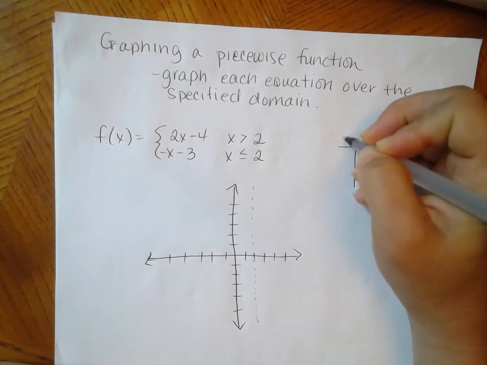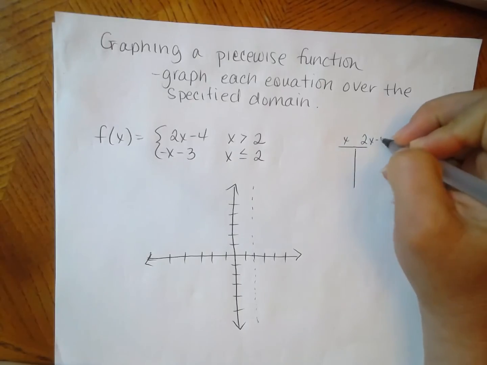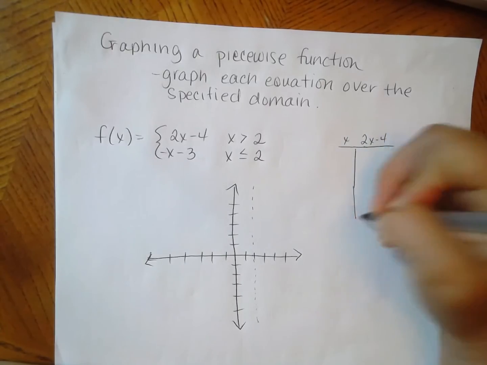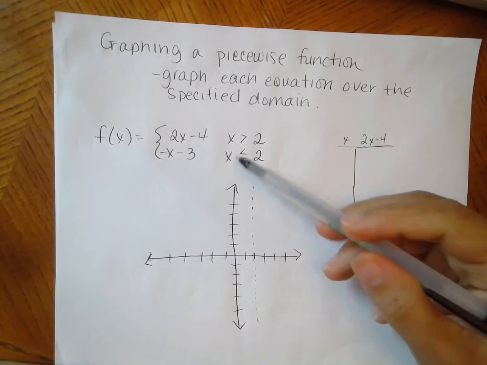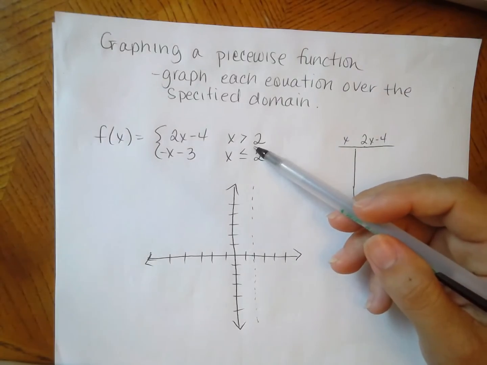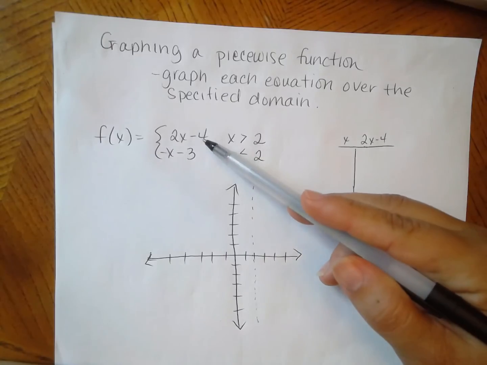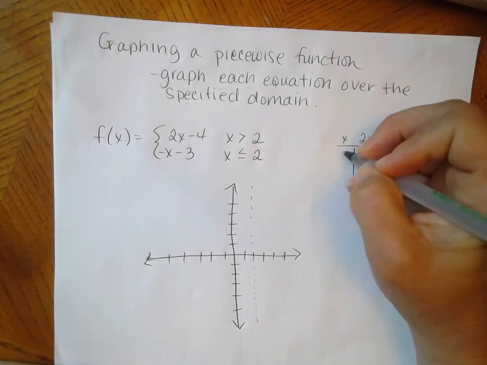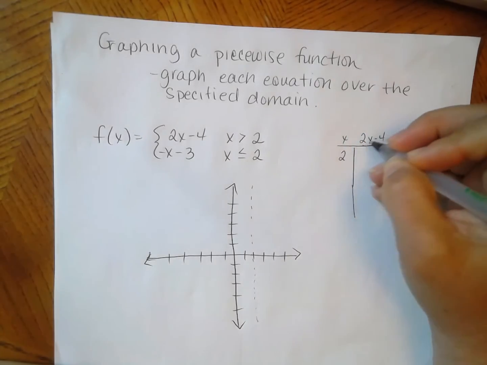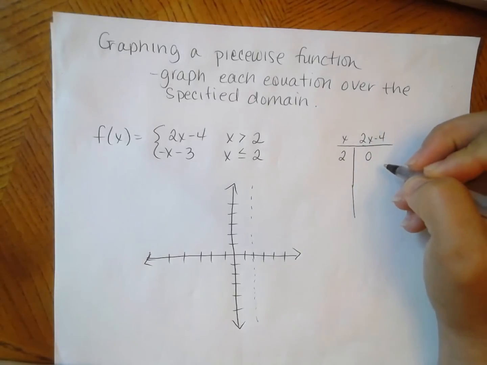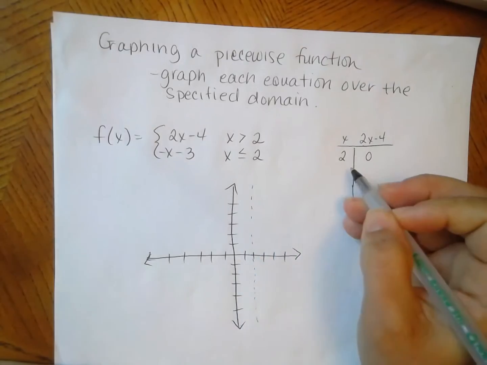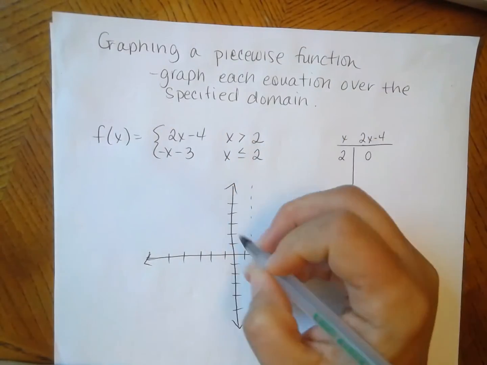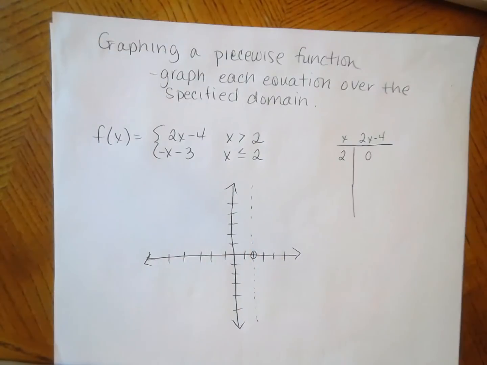So let's choose a few points here. I'm just going to put my y up here so I know which one I'm using. I only want to choose values greater than 2. Now, this particular part is not actually defined at 2, but I still need to know where it attaches. So if I plug in 2 for my x, then I'm going to get 4 minus 4, which is 0. So I'm going to put that point on my graph at (2, 0). Now again, it's not defined here, so I'm going to leave an open circle. That's where it's going to attach to that line at x equals 2.